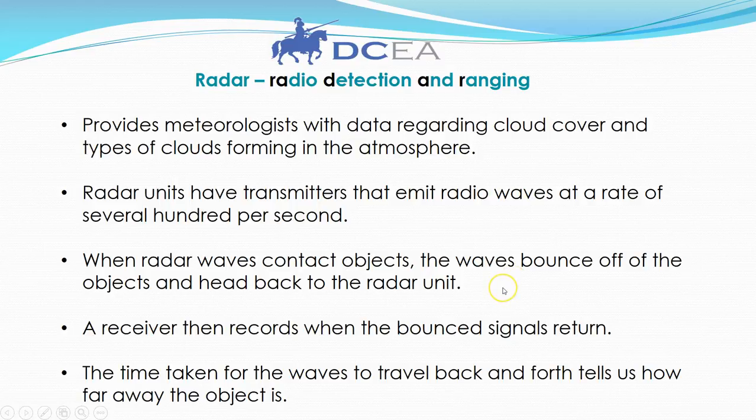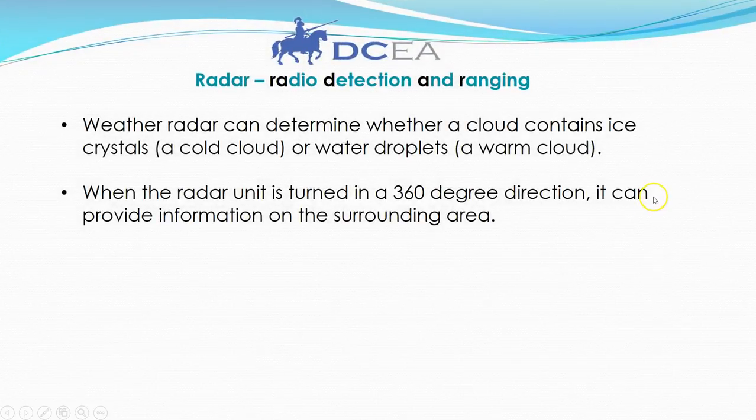A receiver unit in the radar then records when the bounce signals return. The time taken for the waves to travel back and forth tells us how far away the object is. Weather radar can determine whether a cloud contains ice crystals, which would be a cold cloud, or water droplets, which would be a warm cloud. When the radar unit is turned in a 360-degree direction, it can provide information on the entire surrounding area.